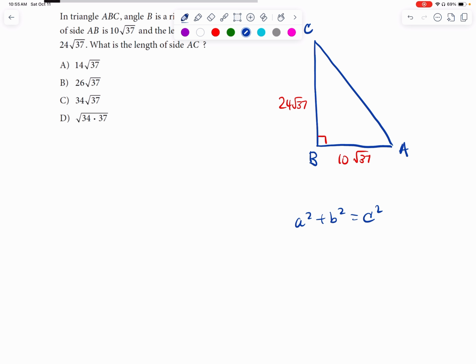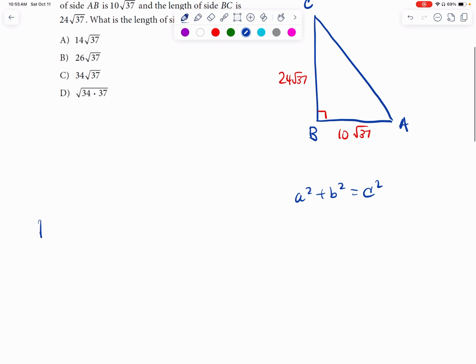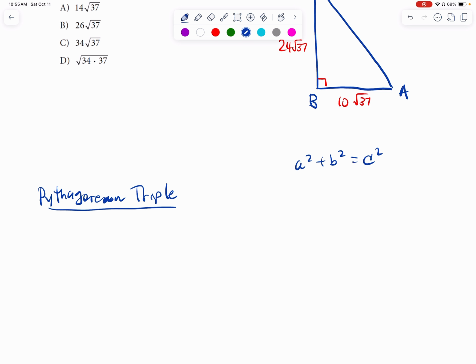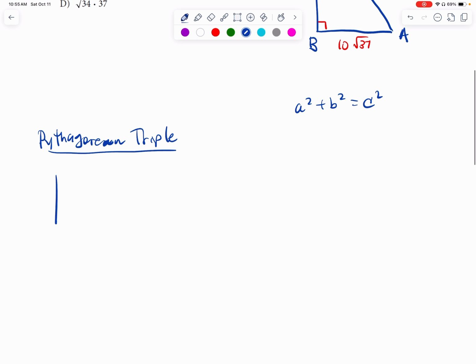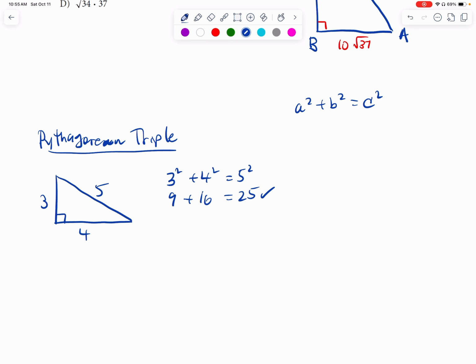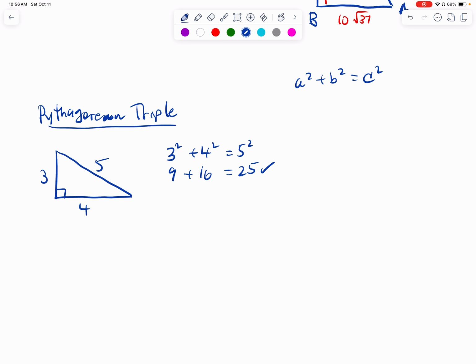This is an example of what's called a Pythagorean triple. Pythagorean triples are whole numbers that work in the Pythagorean formula. For example, the most classic one people know about is 3, 4, 5. So, for example, 3 squared plus 4 squared is equal to 5 squared. Just working this out, 9 plus 16 equals 25. That's a check.